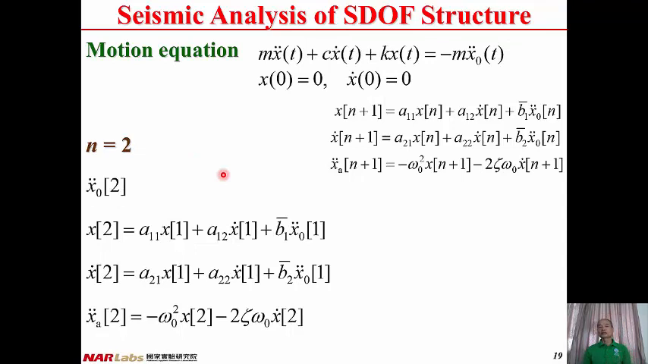Then we move to step 2, n equal to 2. When n equal to 2, the ground acceleration is already given, so that we have x0 double dot 2. And from the first equation, the first order difference equation for relative displacement, from the information at step 1, including the relative displacement x, the relative velocity x dot of 1, the ground acceleration x0 double dot of 1, then we can compute the relative displacement of the structure at step 2.